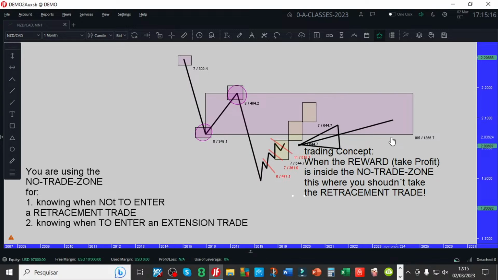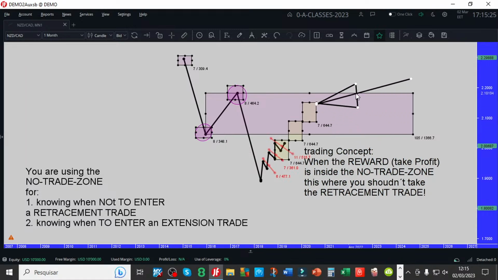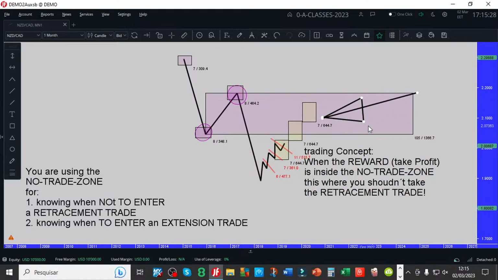Type in the chat, yes, clear. Type in the chat, no, not clear. Why not, boss? Because 7 times out of 10 the market is not going to hit your take profit.